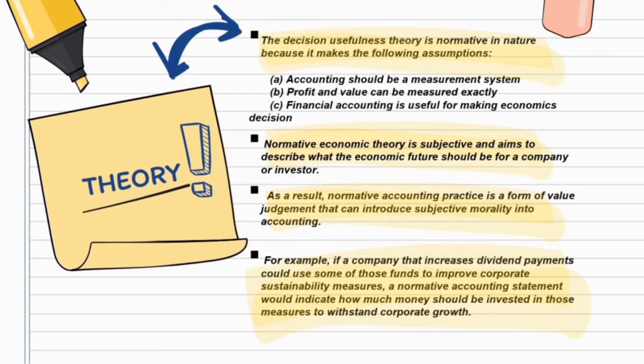Normative economic theory is subjective and aims to describe what the economic future should be for a company or investor. As a result, normative accounting practice is a form of value judgment that can introduce subjective morality into accounting. For example, if a company that increased dividend payment could use some of those funds to improve corporate sustainability measures, a normative accounting statement will indicate how much money should be invested in those measures to sustain corporate growth.